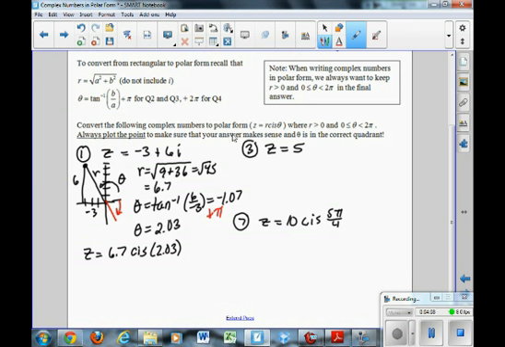Okay, what about z equals 5? Putting that into polar form. Well, let's look at what that means.